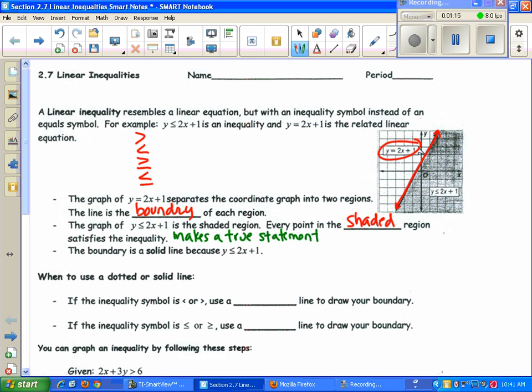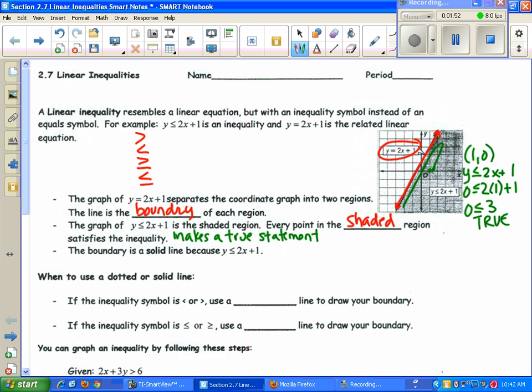For example, if I were to pick a point in my shaded region, such as the point 1, 0, and plug it into my inequality, y is less than or equal to 2x plus 1, it should make a true statement. So 0 is my y-coordinate, is less than or equal to 2 times 1 plus 1. So 0 is less than or equal to 2 plus 1, which gives me 3. Does this make a true statement? Is 0 less than or equal to 3? Yes, so this is true, and that's why it is included in my shaded region.